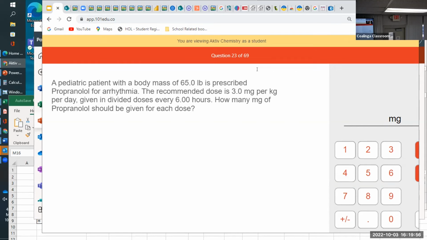How many kilograms is 65 pounds? So we need to change 65 pounds. I got 29.47 kilograms, using 2.2 pounds per kilogram. So 29.5, three sig figs.